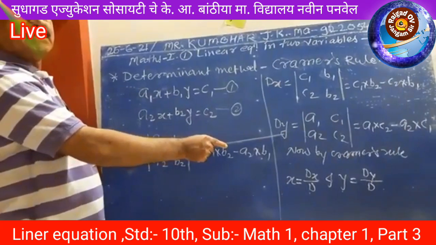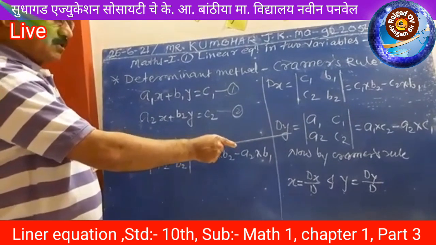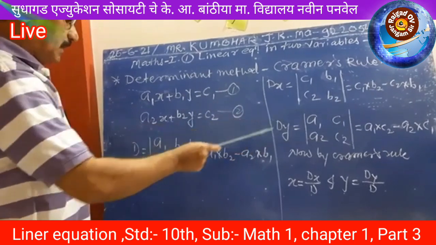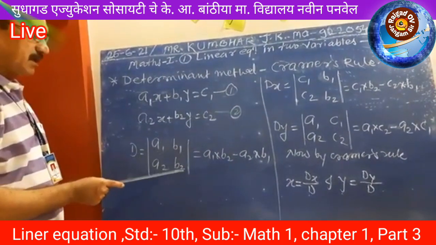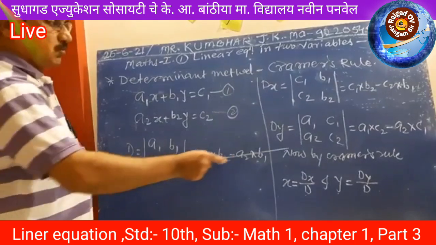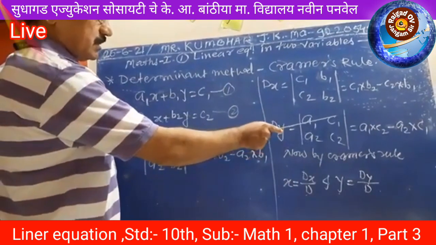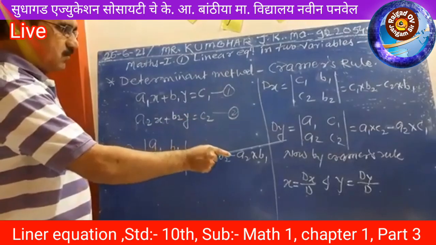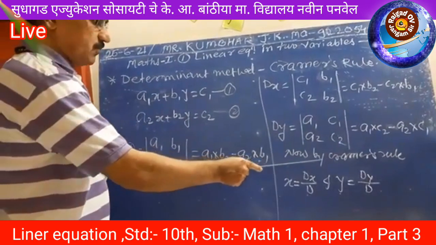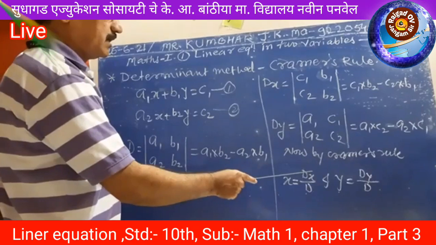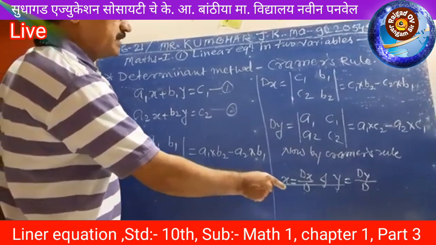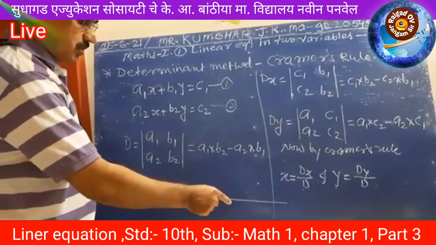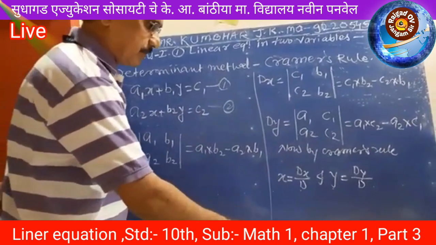Now last, that is the third game. For the third game, the first two players are coming and then b1 b2 are taking rest. Except b1 b2, we can write c1 c2. In this way we can remember D, Dx and Dy, and then for finding the values of x and y we can write Dx upon D and y is equal to Dy upon D, and then we can write the solution of x and y.